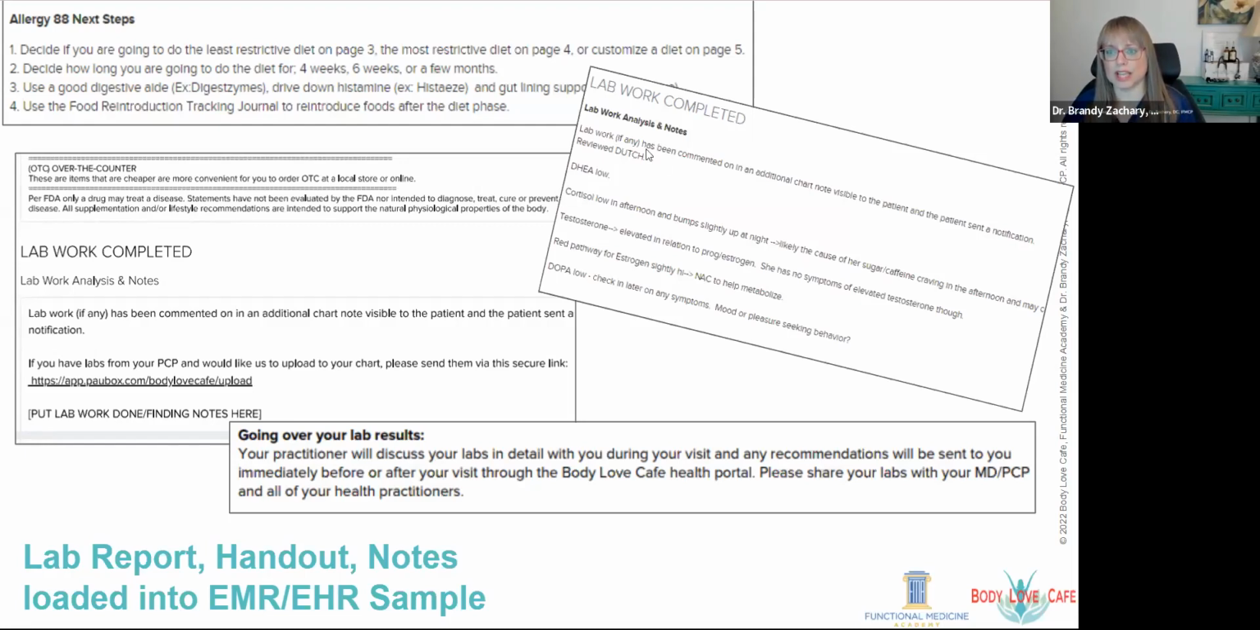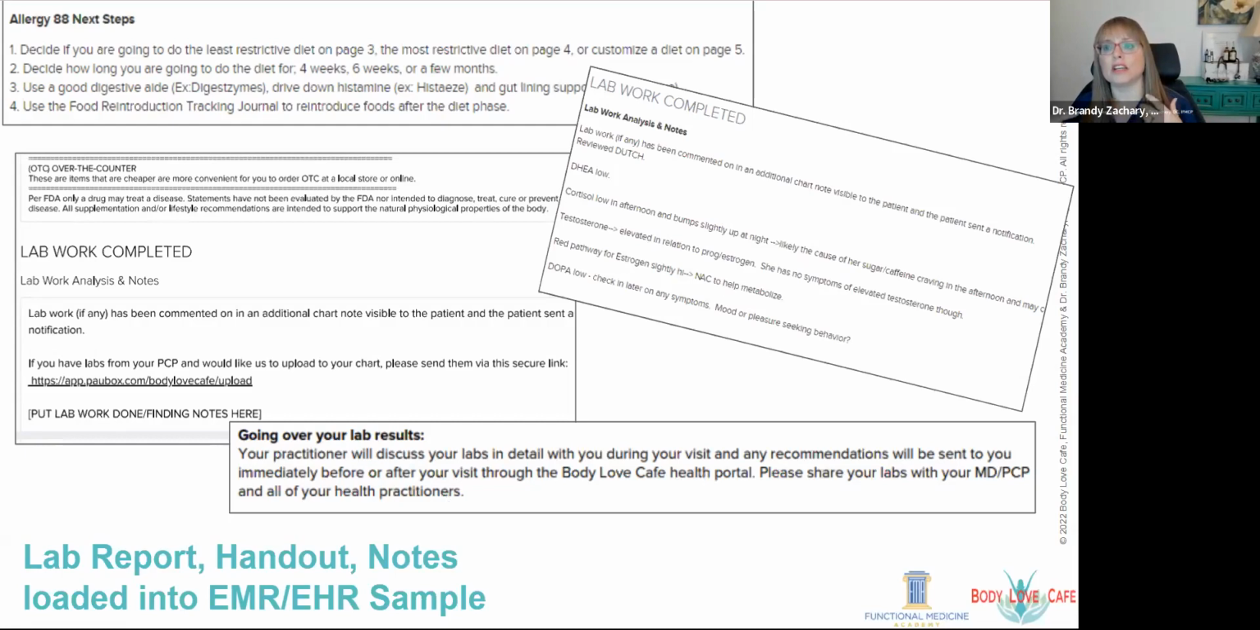So this would be an example of some notes that were written in the lab work. Here's another example on the left here. Here's a standard thing, going over your lab results. We'll discuss it in detail. Please make sure you share labs with your MD, primary care physician. Even our MD on staff puts us on all their labs, right? Because we're a functional medicine practice and nutrition. We are not acting as primary care providers. We want to make sure they share their labs with all their providers.